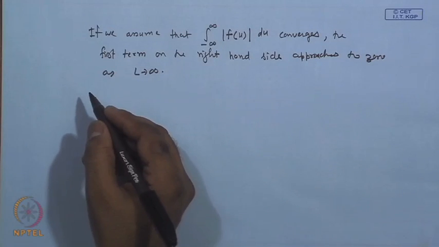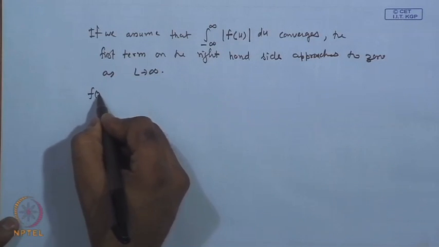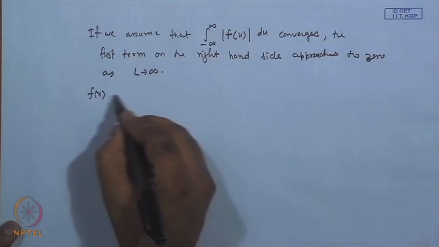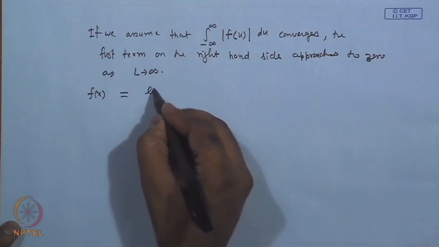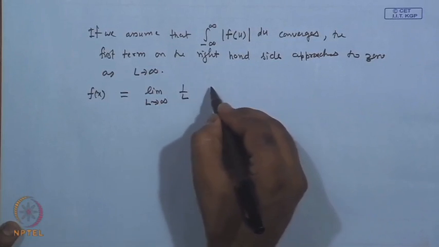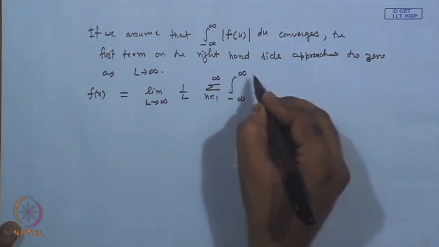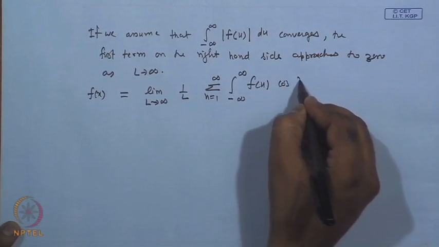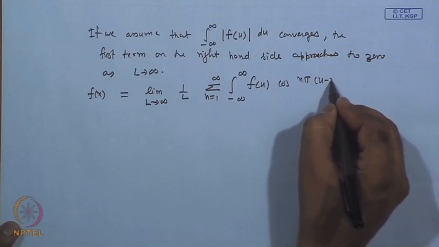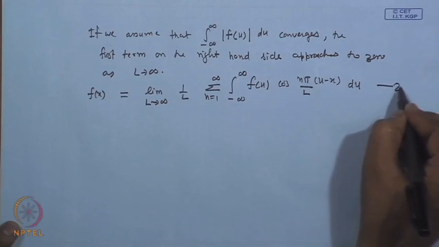So, we have this f_L(x) on the left hand side, and as we take the limit L tending to infinity, we assume that this will be a non-periodic function f(x). So, the first term is 0 and then we are left with the limit as L goes to infinity of 1 over L, sum from n = 1 to infinity, integral from -infinity to +infinity of f(u) cos(nπ(u - x)/L) du. Let's call it equation number 2; that was our equation number 1.